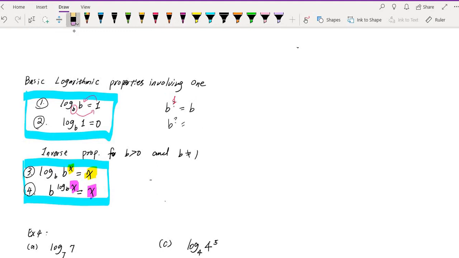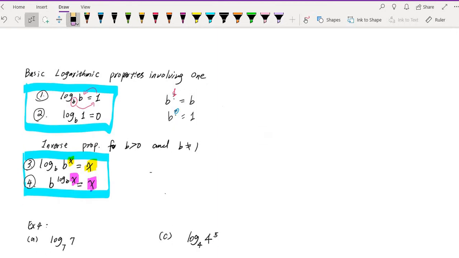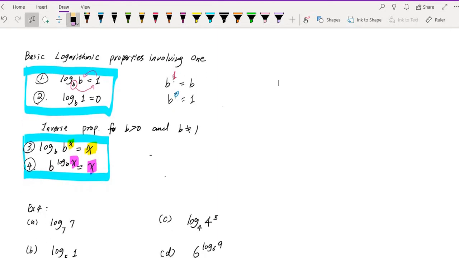For the second one, if you think about b to what power gives you 1, hopefully you know b to the 0th power is just going to give you 1. Okay, so if you want to know why, that is the reason. Otherwise, you should just memorize it. Okay, and then let's look at the inverse properties for b greater than 0 and b cannot be 1. So look at 3 and 4.